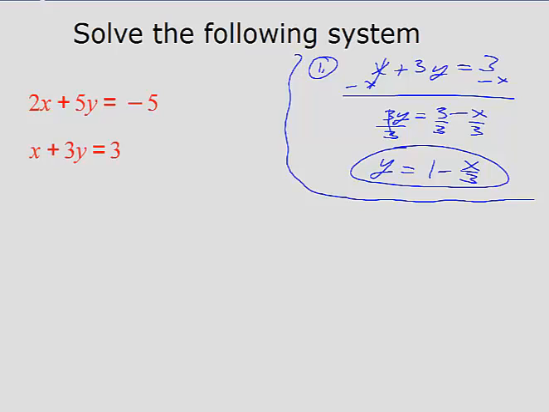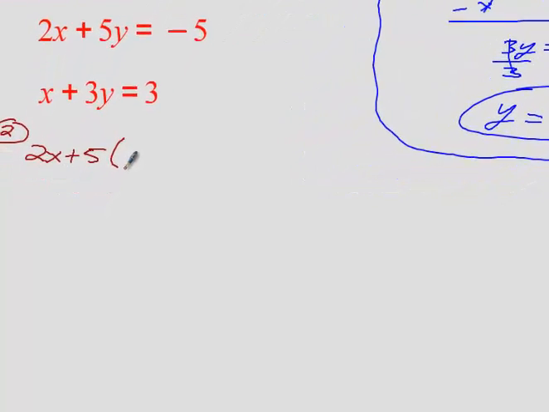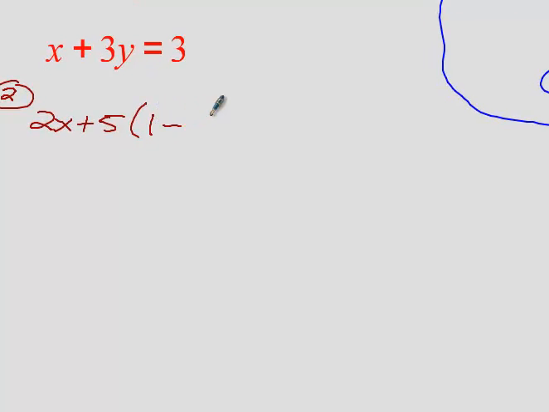So I'm going to take 2x plus 5y equals negative 5, so this is step 2. And I replace my y with what I got over here. So I'm saying that y is equal to 1 minus x over 3. Okay, so I take my y and replace it with that piece. And now, what's the only variable I have over here? X, right?